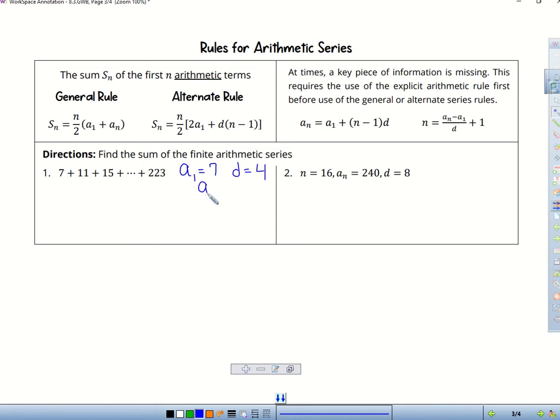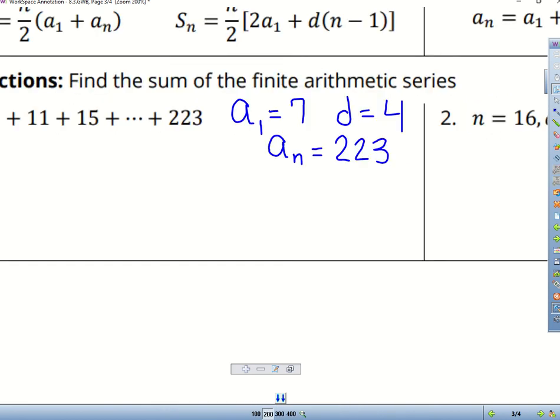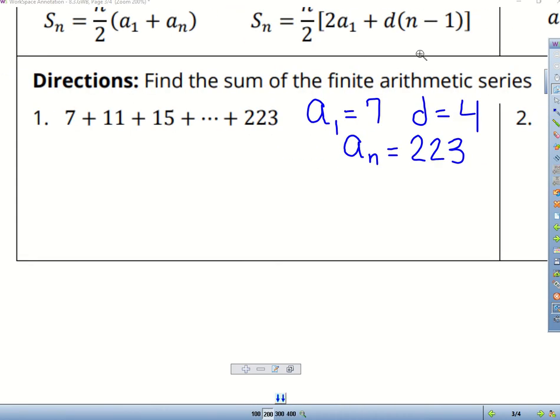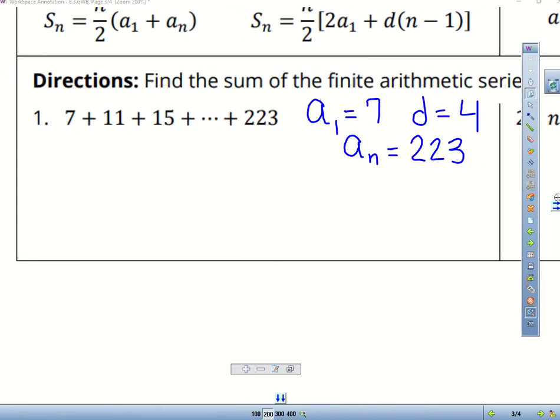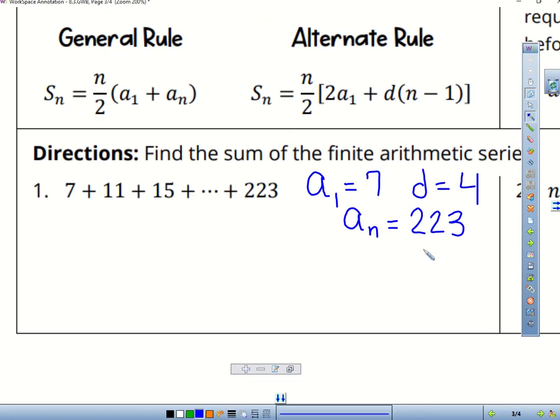So what is the last term of this sequence? We call this by the letter an. 223. Good, 223. Okay, that's the last term. So, if we want to find n, we can find n by using this formula right here, because we need to know n to do the general or the alternative rule. When do you know which formula to use? Based on what information you have. So sometimes you don't have enough information to use one, sometimes you do.